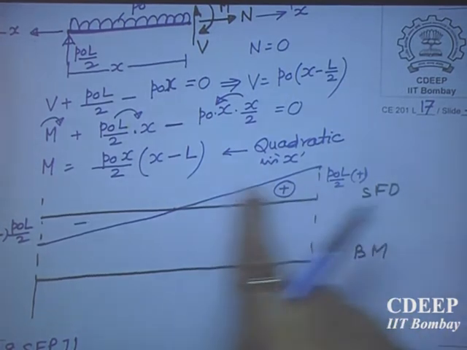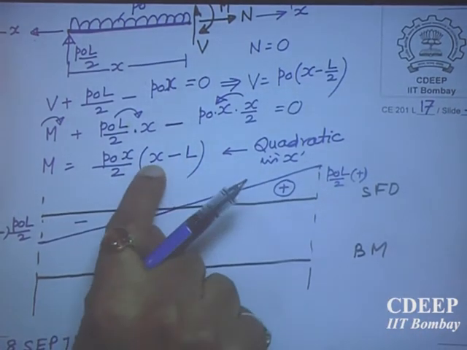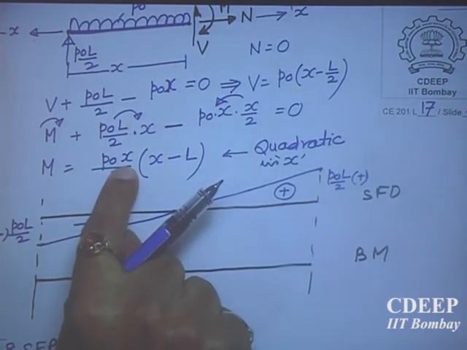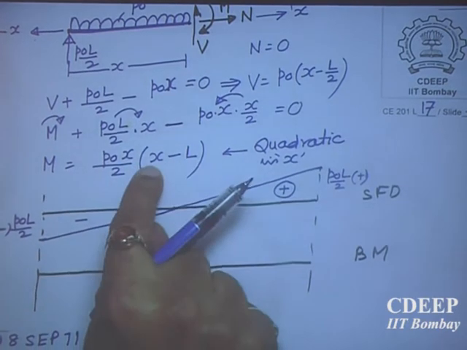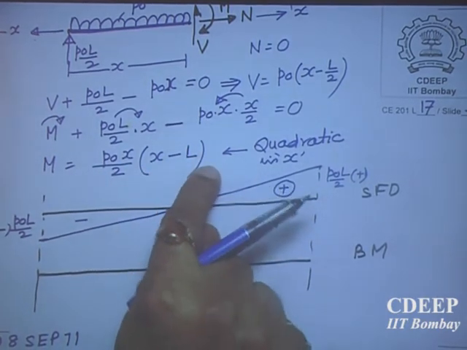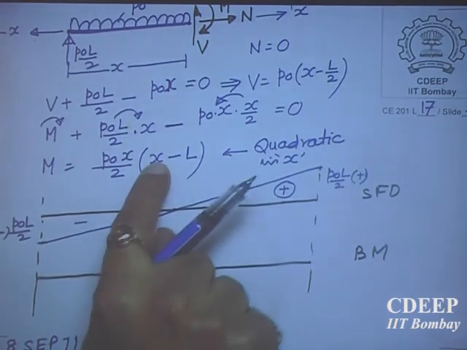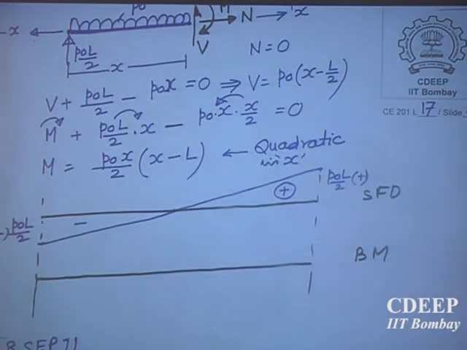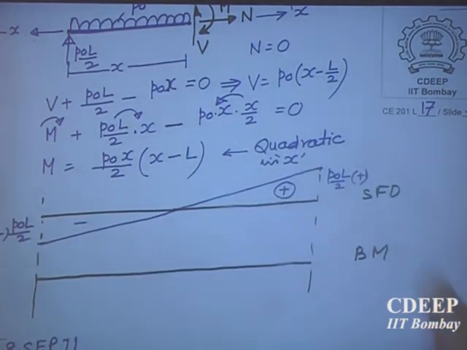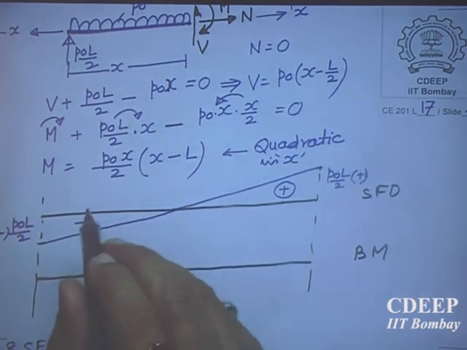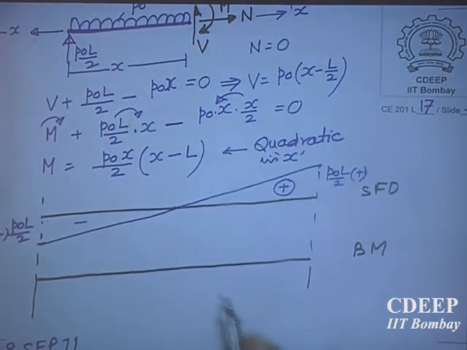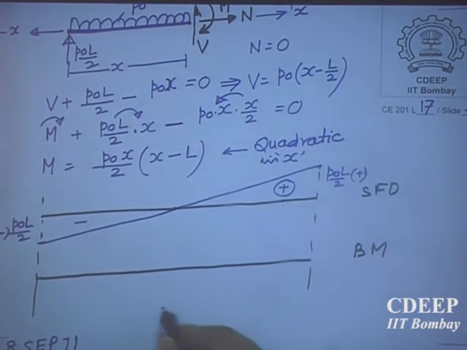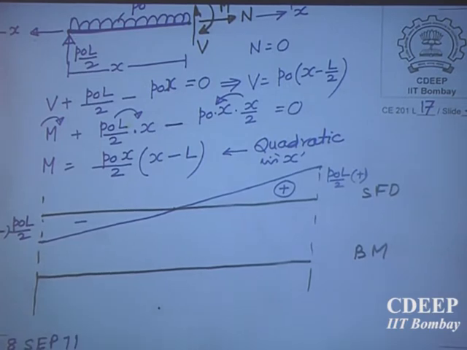Yes, tell me how to draw this. At x equal to 0, it is 0. Yes, at x equal to L, again it is 0. In between it is quadratic. So let us say at x equal to L by 2, how much it is? Please just give me the value. How much at x equal to L by 2? P naught L square by 8. Okay, negative. And in between it is a quadratic, second degree curve.